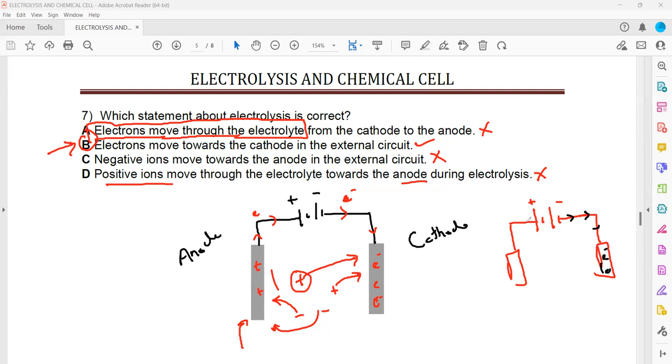This is what happened. And the positive terminal of the battery attract the electron from anode because unlike charges attract each other. So these electrons are removed. As a result, there will be a positive charge on the anode. So this is always the case that electrons move from negative terminal because negative terminal having majority of electrons. So as they repel, they move towards the cathode. And the positive terminal attract the electron from anode. That's why the electrons are attracted towards that.